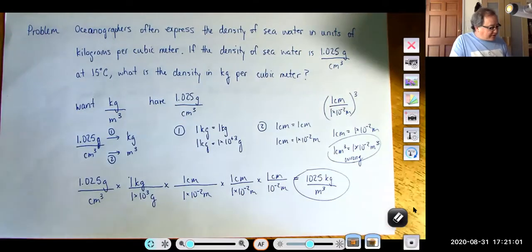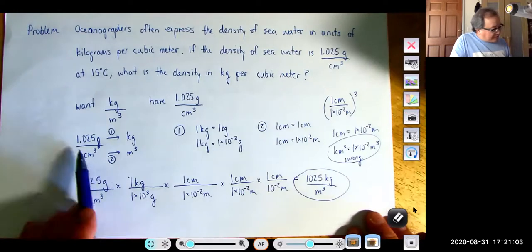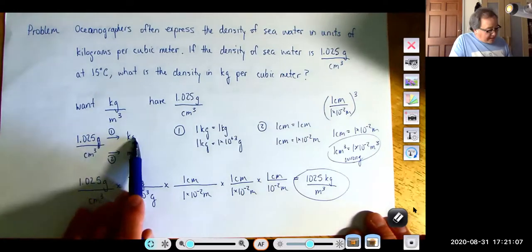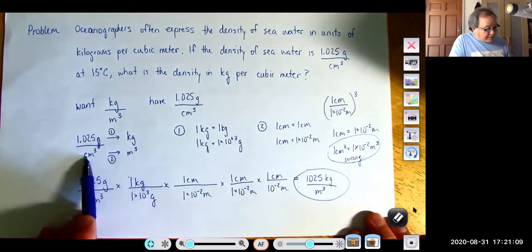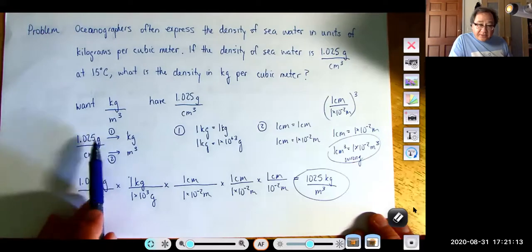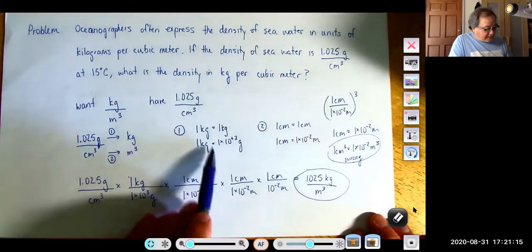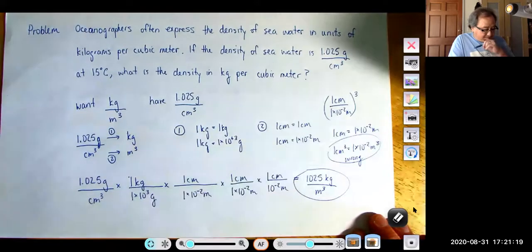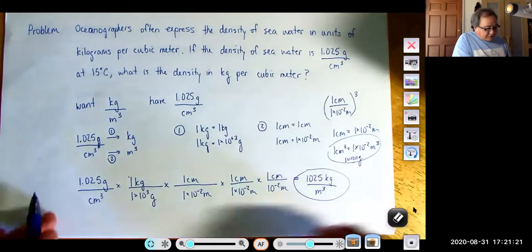So the strategy I'm going to use here is I'm going to take that 1.025 grams, turn that into kilograms, and I'm going to take that centimeter cubed and turn that into meters cubed. So that means I need a conversion between grams and kilograms, and here it is, and between centimeters and meters, and here it is. Now, here's the solution.